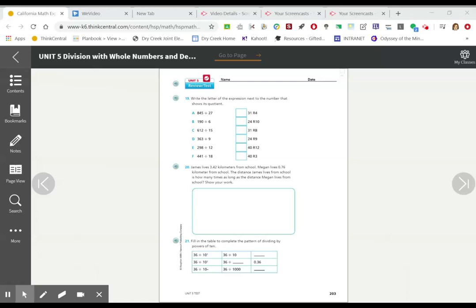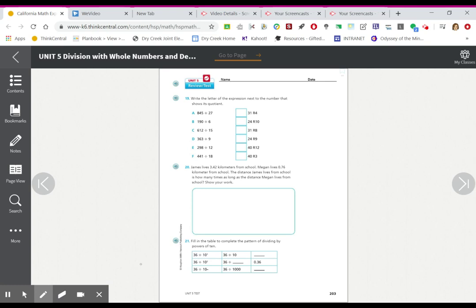All right, so now we're on 21. I think I had said that we were on 30, but I think it's because problem 19 had so many problems, it felt like we did so many, but we're actually on 21. Okay, so for this one, fill in the table to complete the patterns of dividing by powers of 10.